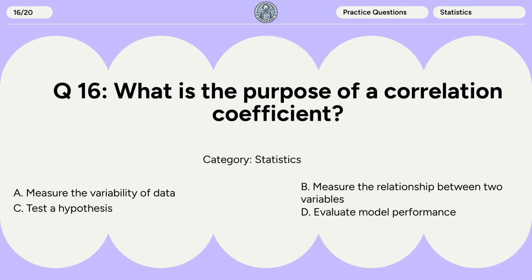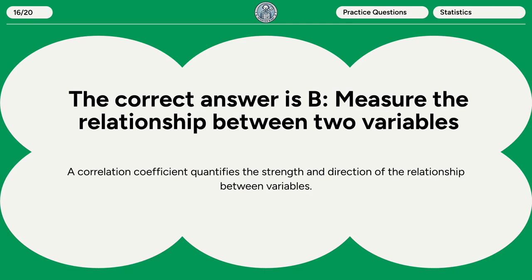Question 16. What is the purpose of a correlation coefficient? A. Measure the variability of data. B. Measure the relationship between two variables. C. Test a hypothesis. D. Evaluate model performance. The correct answer is B. Measure the relationship between two variables. A correlation coefficient quantifies the strength and direction of the relationship between variables.